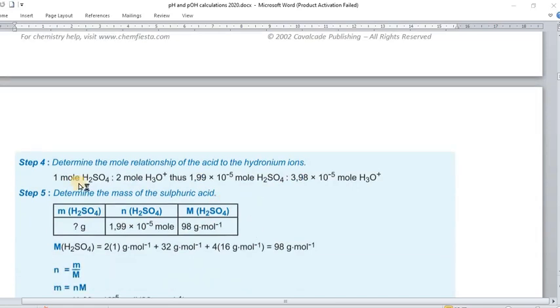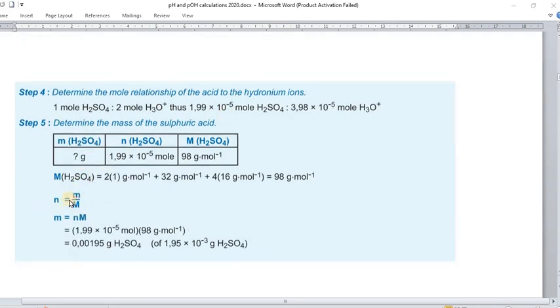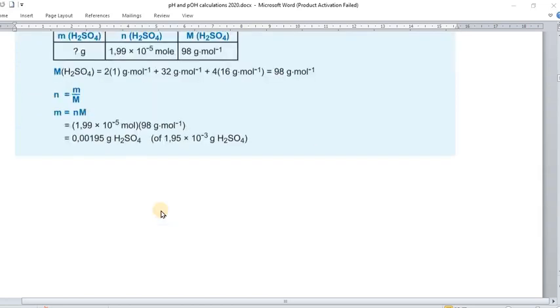So now you have established that 1 mole of this is equal to 2 mole of this. Right. In that case, if you are having 3.98 moles of this, then the number of moles of your sulfuric acid is going to be this. Now knowing the number of moles, applying your formula, n is equal to small m over big M, the mass given over the molar mass, you are getting the mass to be 0.this. There are a number of these examples over there.